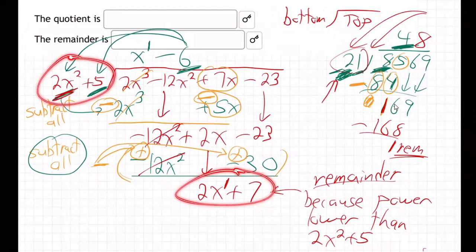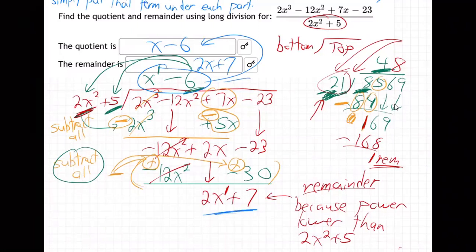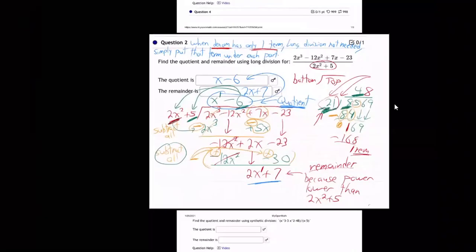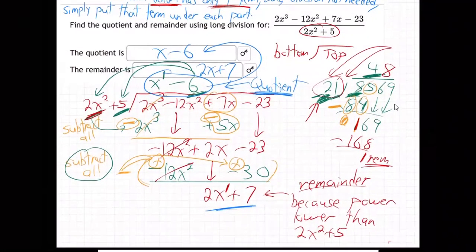So that's the remainder. So what's the answer to this question? So we are done. The quotient is x minus 6. It's right here. Is the quotient, and the remainder is the 2x plus 7 right here. This is the quotient. And so that's exactly how we do that.